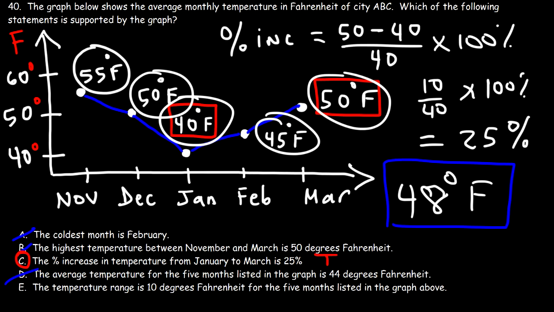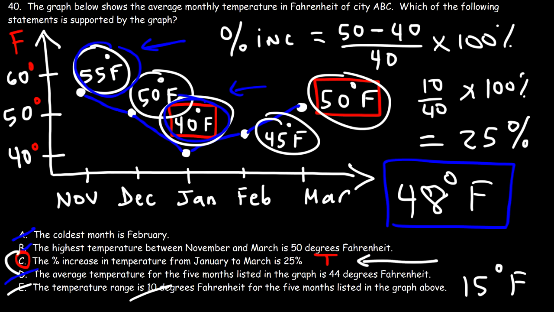Now, for E, the temperature range is 10 degrees Fahrenheit for the 5 months listed in the graph above. The range is the difference between the highest value, which is 55, and the lowest value, which is 40. Now, 55 minus 40 will give us a temperature range of 15 degrees Fahrenheit and not 10. So we can eliminate answer choice E, which means answer choice C is the correct answer.